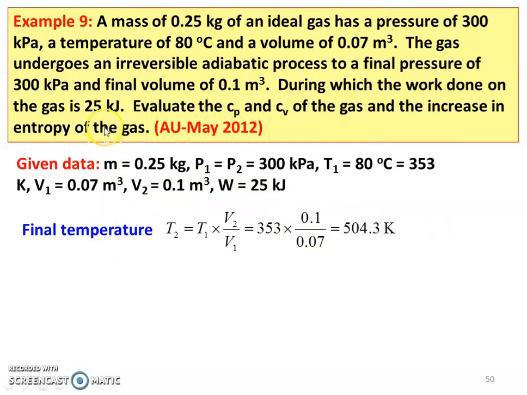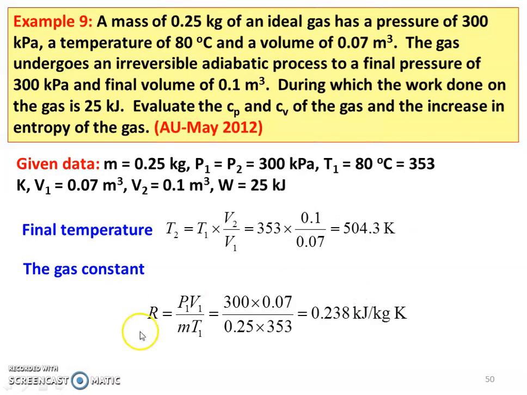Final temperature. So this is an adiabatic process, irreversible adiabatic process. It is actually a gas undergoing an irreversible adiabatic process to a final volume of 0.1 meter cube. So it is a constant pressure condition, T2 equal to T1 into V2 by V1. So 353 into 0.1 divided by 0.07 equal to 504.3 Kelvin.